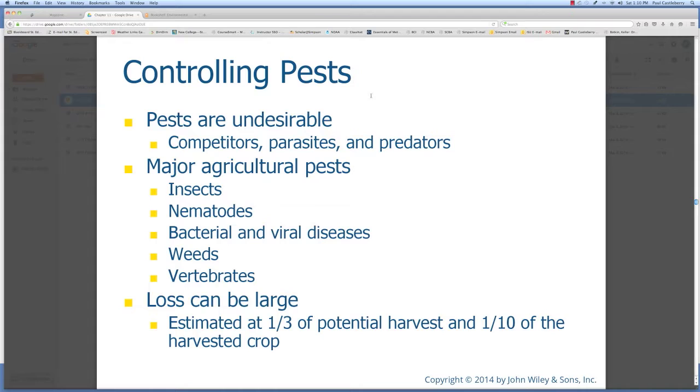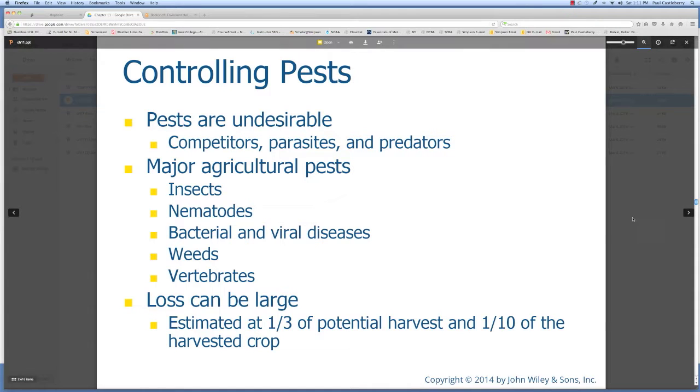It's estimated that a third of the potential harvest has been reduced, and a tenth of the actual harvest has been reduced. So if we can control pests, we can get a third amount of growth on our potential harvest, and also harvest a tenth more than what we currently do. So how do we do that?